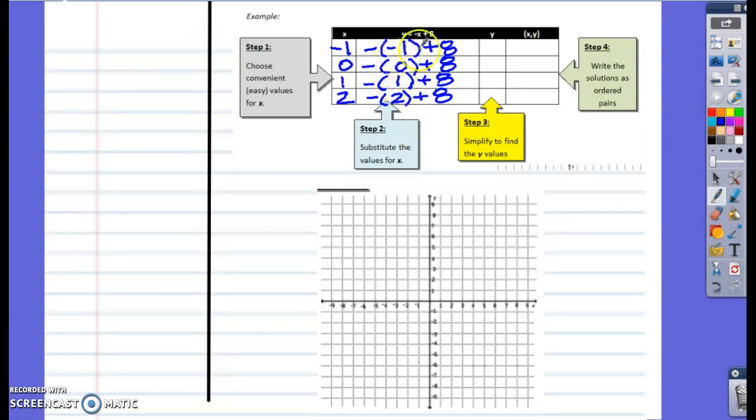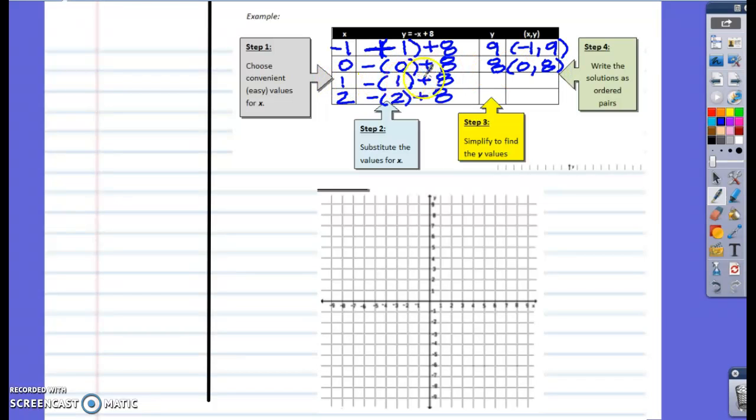Okay, so now we'll simplify. When you have two negatives together, don't forget that makes a big plus sign. 1 plus 8 would give you 9. So now we create an ordered pair by putting the x and y together. We have -1, +9. 0 wouldn't have a sign, so that negative won't affect us, but we'll add 8 to that to get 8. So the next ordered pair would be 0 and 8.